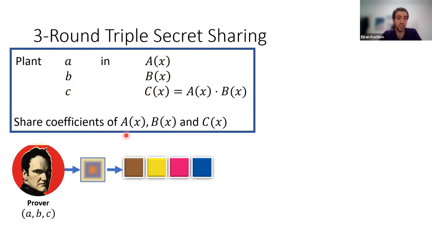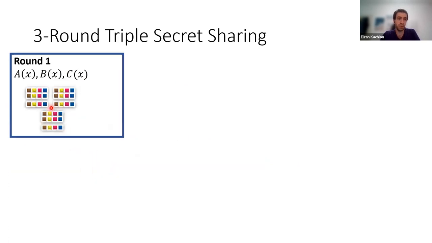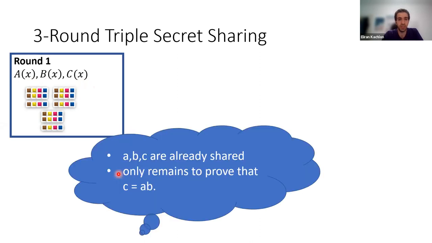And the prover shares the coefficients of those polynomials by using the magic box. So at the end of the round, all the verifiers have shares of every coefficient of these polynomials. Okay, so this is the first round. I want you to notice that because A, B, and C are just the free coefficients of these polynomials, they're already shared. And therefore, it only remains to prove that C is equal to AB.